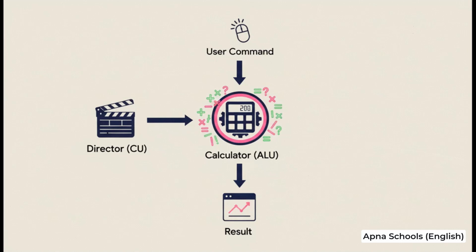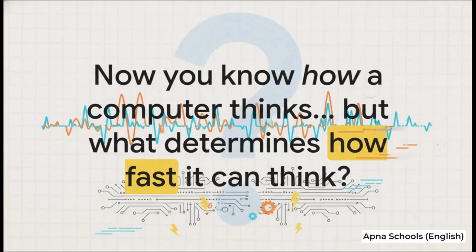The director, the CU, gets an instruction, right? It figures out what that instruction means, and then it tells the calculator, the ALU, hey, I need you to perform this specific calculation or make this logical decision. And just like that, together, they take your command and turn it into a result on your screen. And there you have it. The big secret to how a computer thinks isn't really one single magical brain. It's actually a partnership, a team-up, between a super powerful calculator and a really smart director.